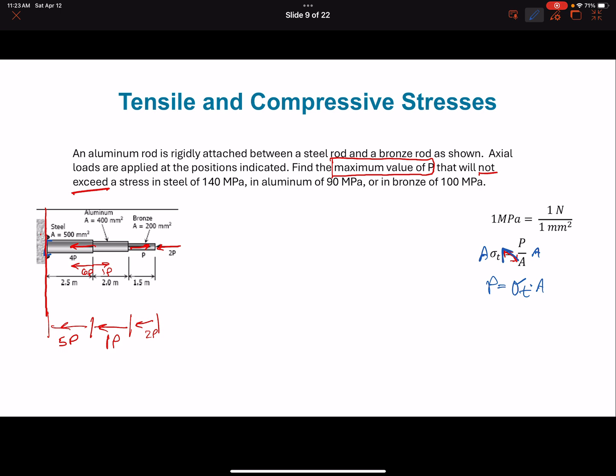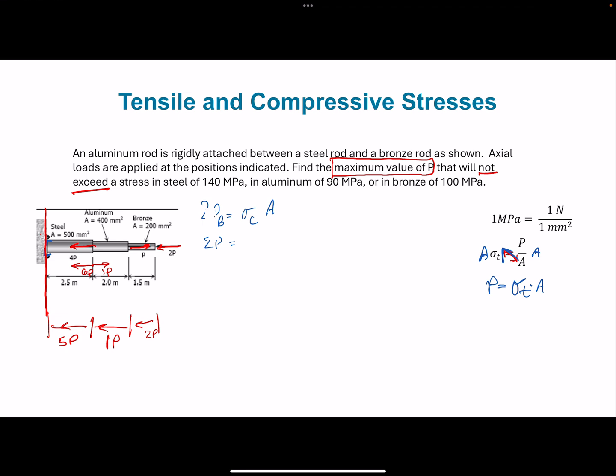Now, we'll do first for bronze. P for bronze is equal to 2P. We have two P's here for bronze. 2P for bronze is equal to sigma T, actually compression in this case, so let me just change that T to a C. That'll be exciting. Something new. Sigma C times A. So for bronze, we get 2P equals, I want to rewrite this. I don't like how I wrote it. Oh boy. Let's go back here.